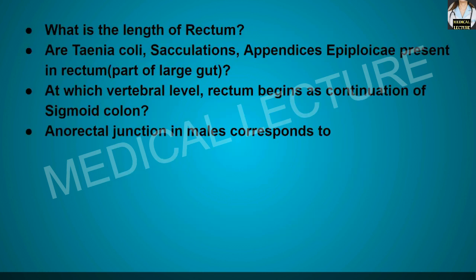What is the length of the rectum? It is about 12 centimeters. Are taenia coli, sacculations or haustrations, and appendices epiploicae present in the rectum, which is actually a part of the large gut? No. At which vertebral level does the rectum begin as a continuation of the sigmoid colon? At the S3 vertebral level, the rectum begins as a continuation of the sigmoid colon. The anorectal junction in males corresponds to the apex of the prostate.